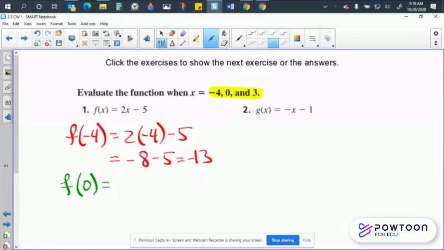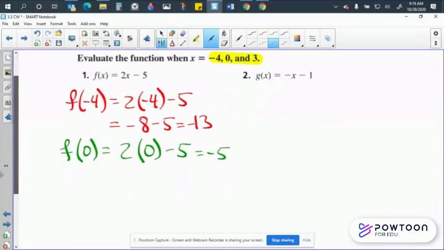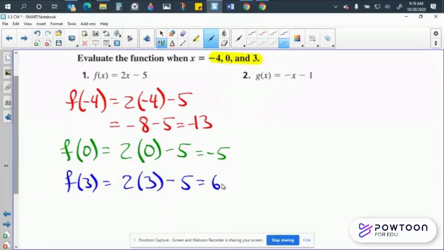You try f at 0. So plug or substitute 0 in for x. And write your solution. Equal negative 5. Find f at 3. Two times 3 minus 5 will equal 6 minus 5, which is 1.